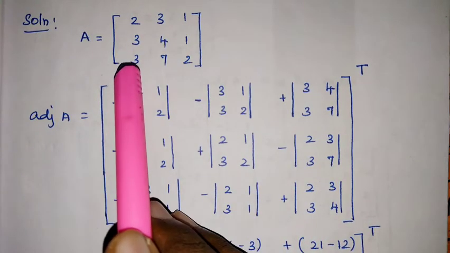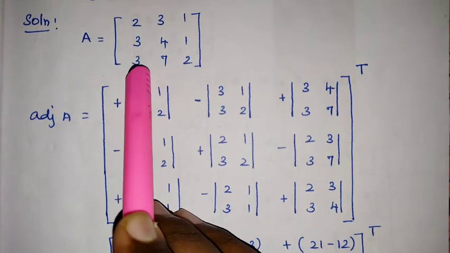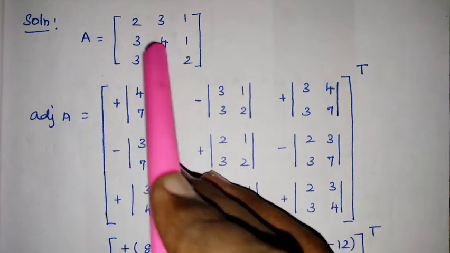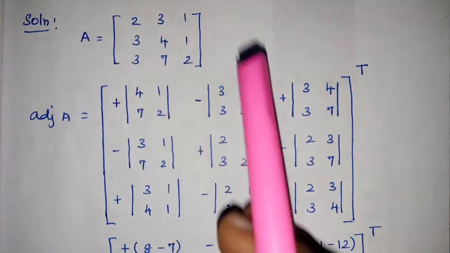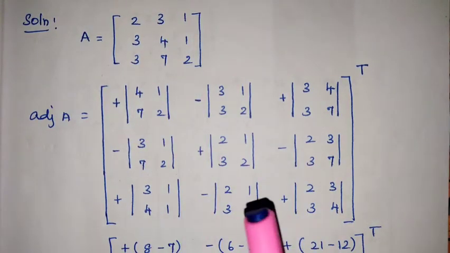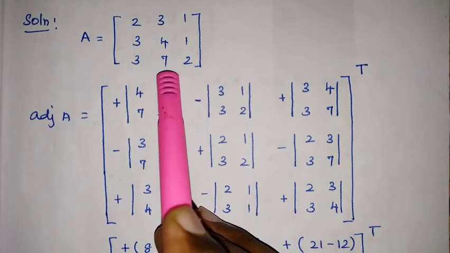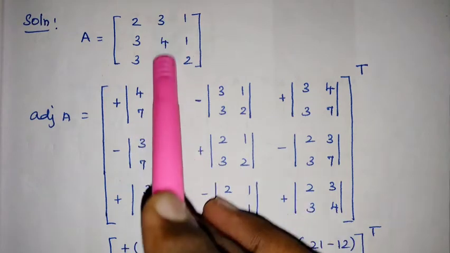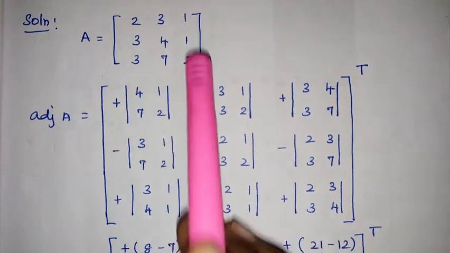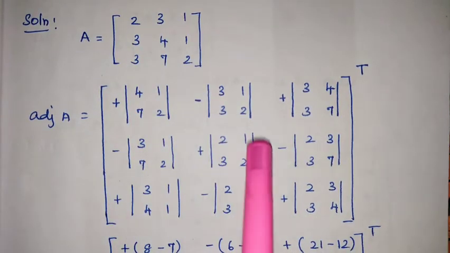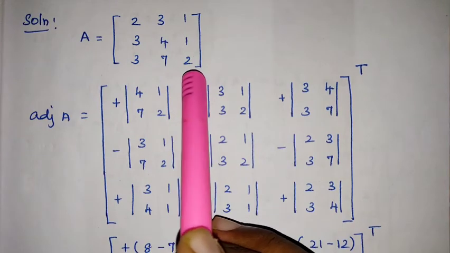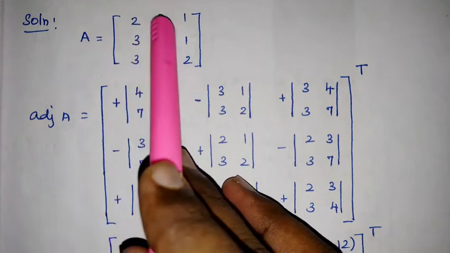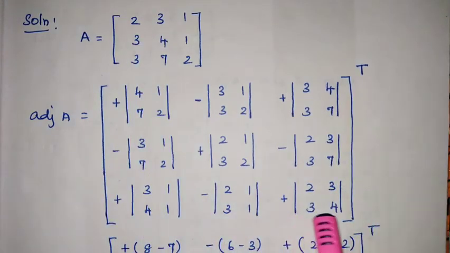Now coming to the third row, first element. Third row, first element is 3. Leaving this row and this column, these are all the elements remaining: 3, 1, 4, 1. Now the second element in the third row. Leaving this row and this column, you have 2, 3, 1, 1. Now the last element in the third row, which is 2. Leaving the row and the column, you have 2, 3, 3, 4. Can you understand?